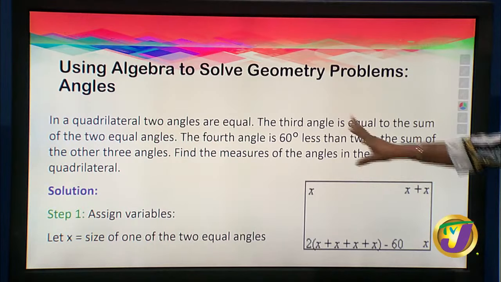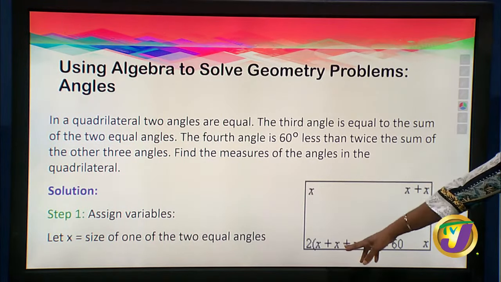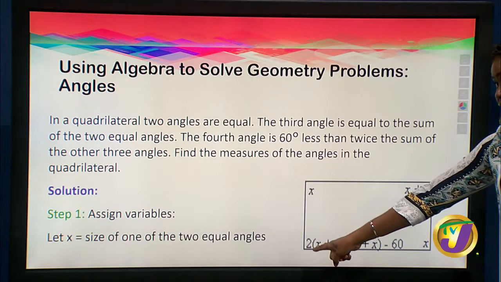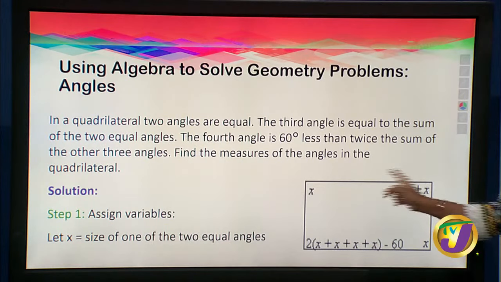So we have 3 minutes left. The 2 angles are equal, so here they are, x and x. And the third angle is the sum of the equal angles, so that's why we have x plus x for the third angle. And the fourth angle is 60 less than twice the sum of the other 3 angles.